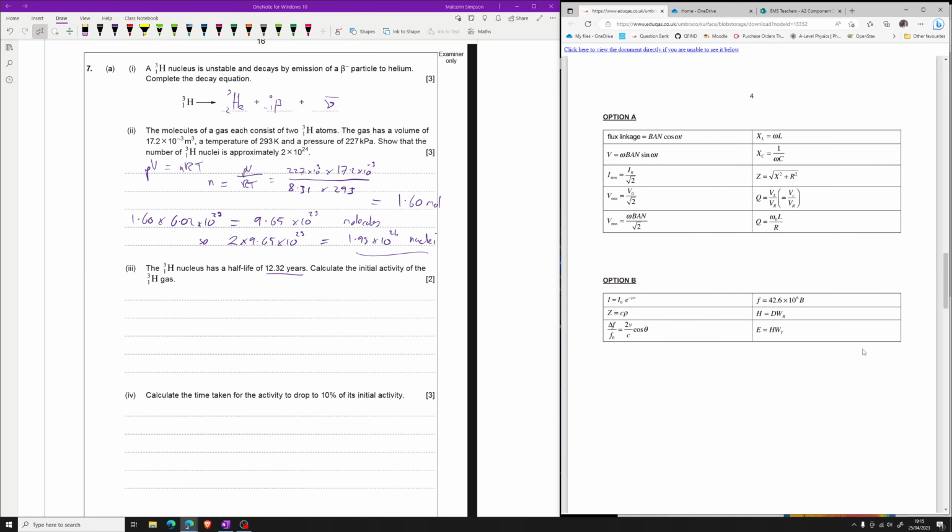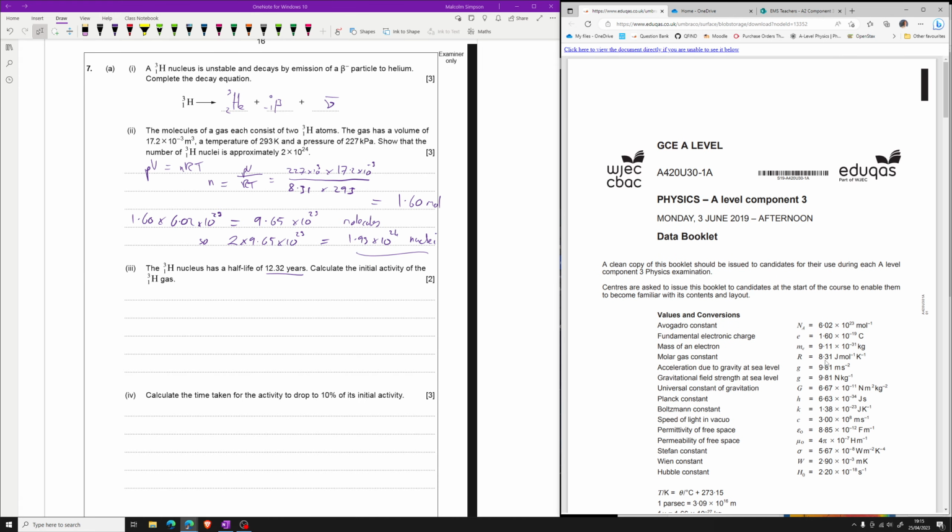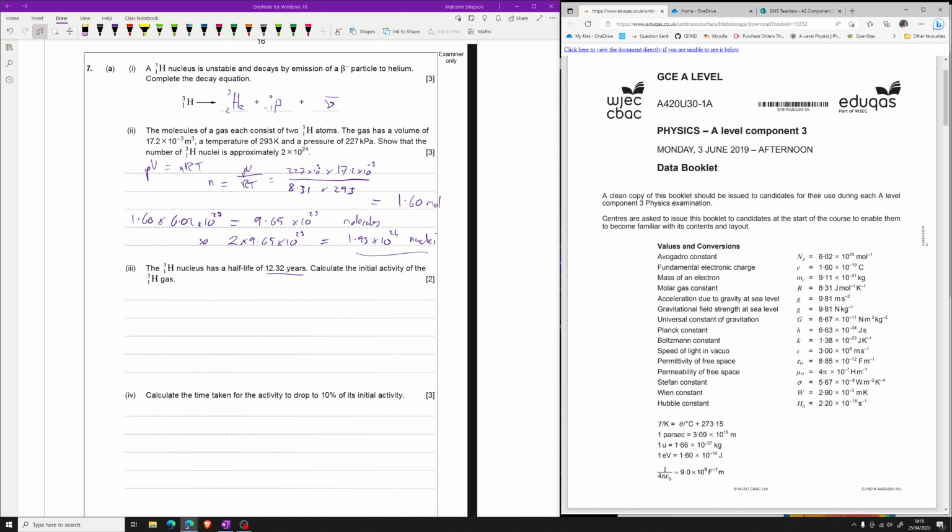Maybe some questions tell you how many seconds are in a year. Anyway, not a problem. Calculate the initial activity. So we have got a number of nuclei. Activity is equal to lambda N. Lambda is equal to natural log 2 divided by the half-life, which equals log 2 over 12.32 years times 365 days times 24 hours in a day times 3,600 seconds in an hour.